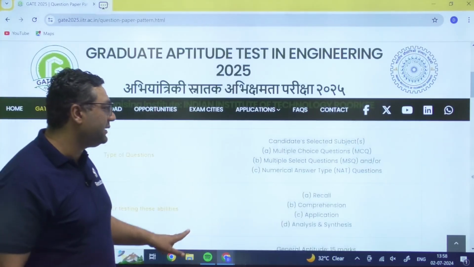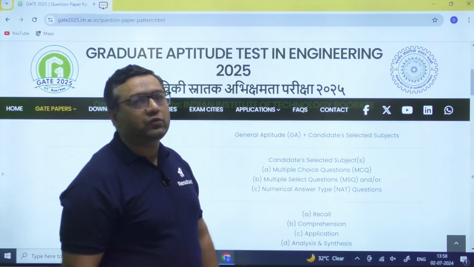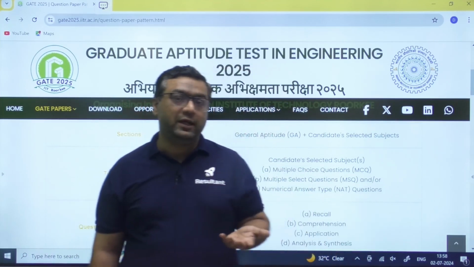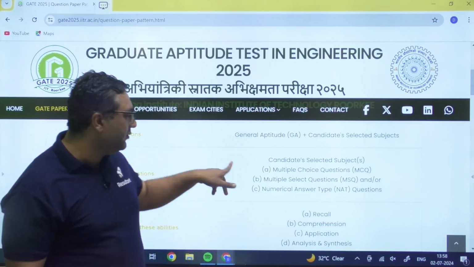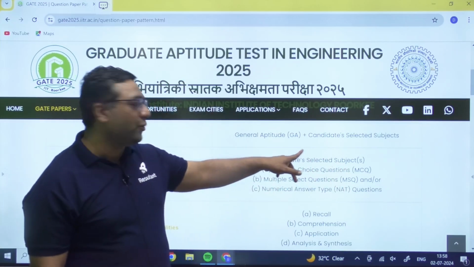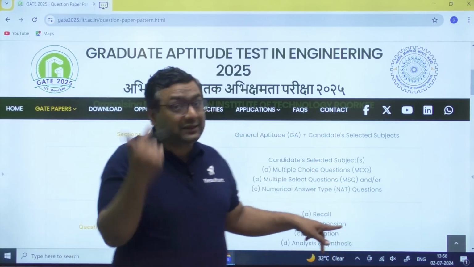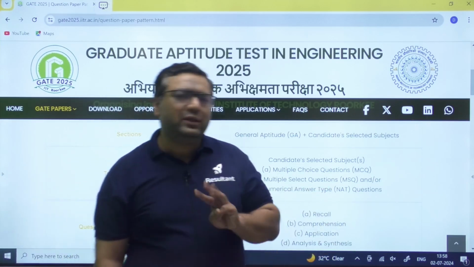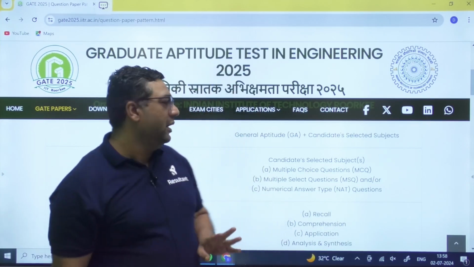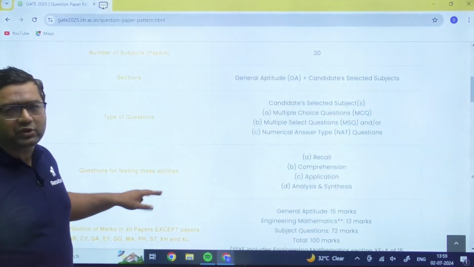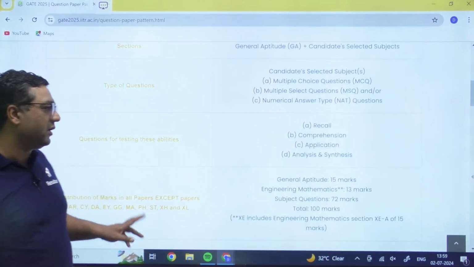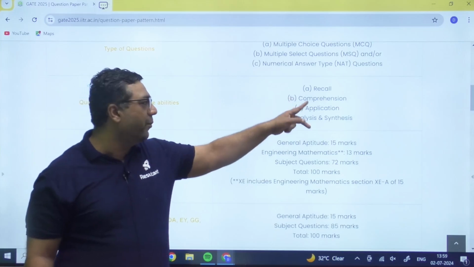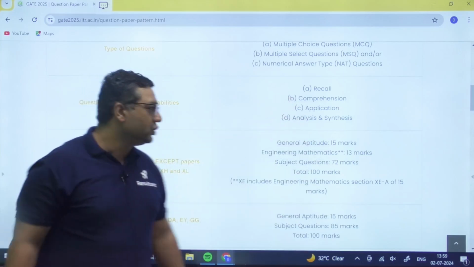If you see, in 2021 a new type of question was introduced, that is the multiple select question, where more than one option can be correct. This year also the same three types of question will be there. MCQs, where out of four, one option is correct. MSQ, where more than one option can be correct. And third is numerical answer type, fill in the blanks type of questions. The number of each individual type is not mentioned, it varies every year. When we talk about the testing abilities, the types of question are recall, comprehension, application, analysis, and synthesis.